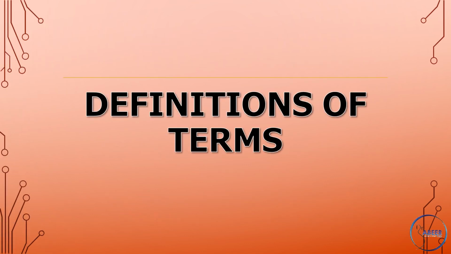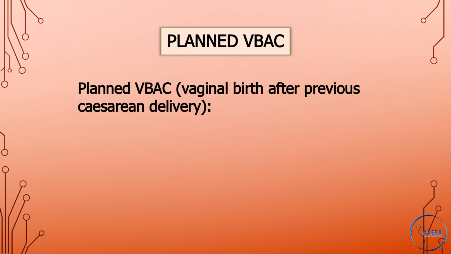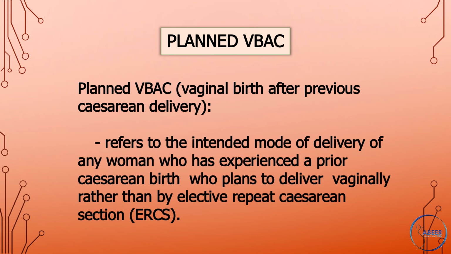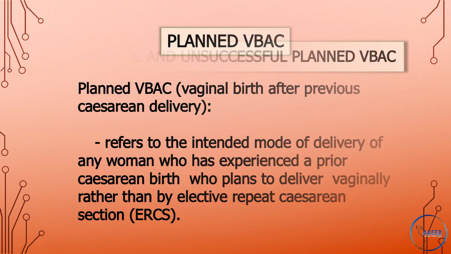Definitions of terms. Planned vaginal birth after previous cesarean delivery. This refers to the intended mode of delivery of any woman who has experienced a prior cesarean birth who plans to deliver vaginally rather than by elective repeat cesarean section or ERCS.